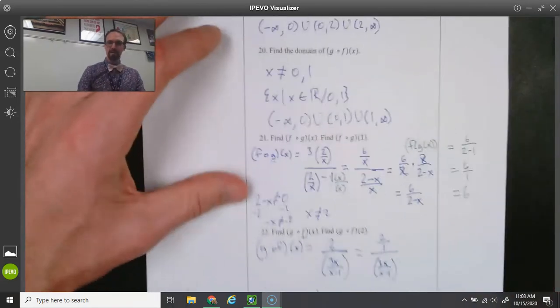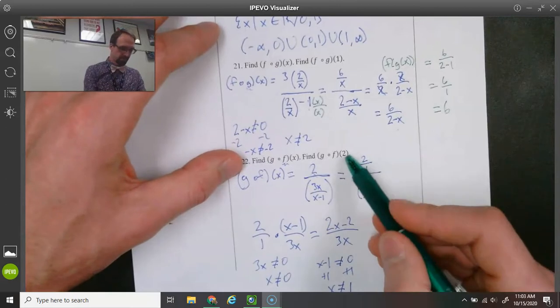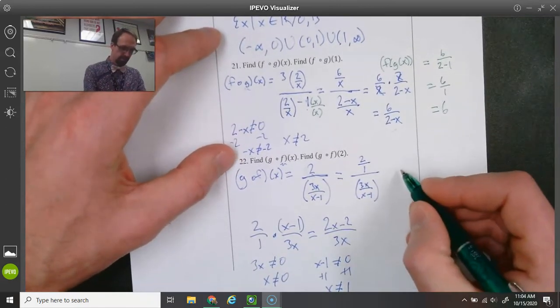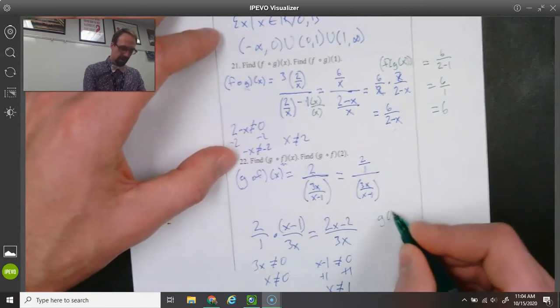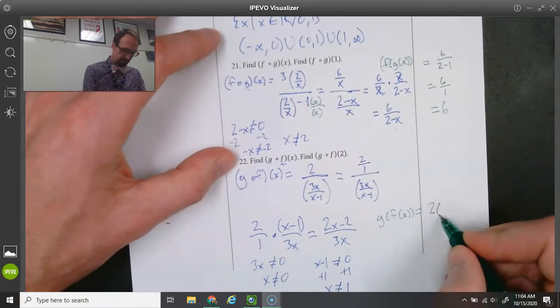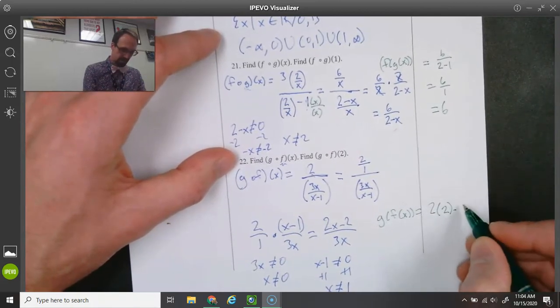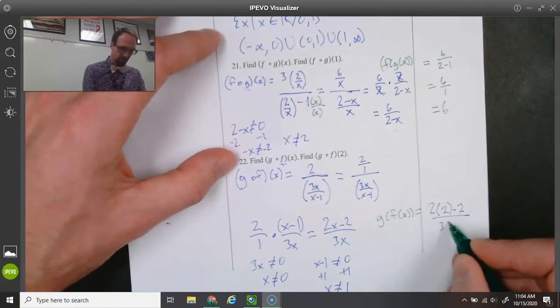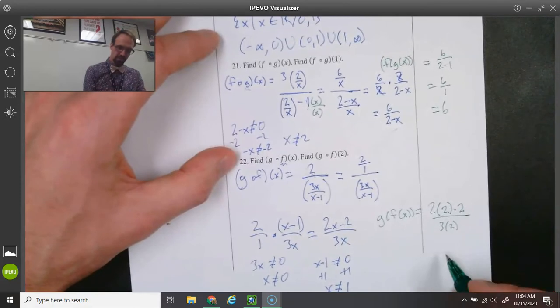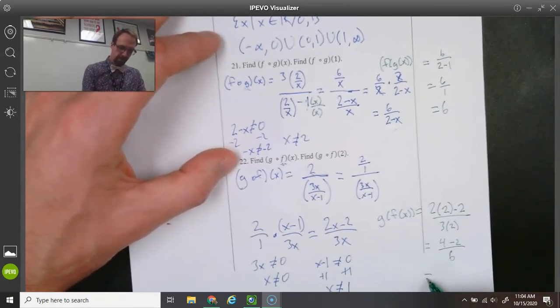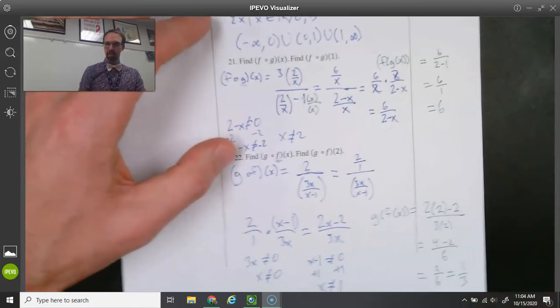And then the last part was plugging in 2 for our simplified part. So again, another way of writing it, g composed with f of 2 is equal to 2 times 2 minus 2 all over 3 times 2. 2 times 2 is 4. 4 minus 2 over 6. 4 minus 2 is 2. 2 over 6, always simplify, and we get 1/3.